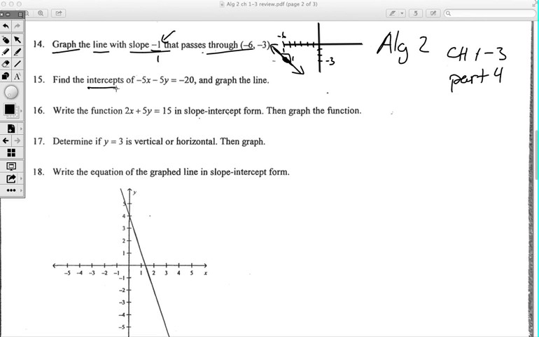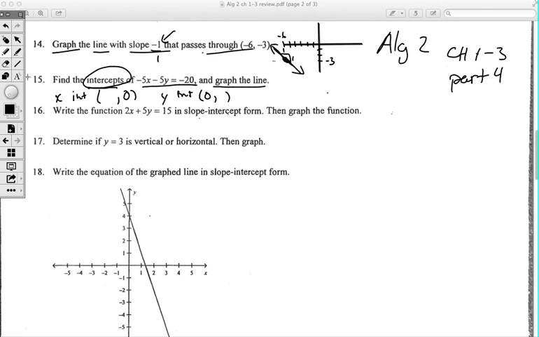Let's try this next one. It says find the intercepts of this and then graph the line. Okay, so intercepts, key thing when you start to see intercepts is you know half the information. When I'm going to find the x-intercept, I know that the y value is already 0. I just don't know what the x value is, so I got to figure that out. And when I'm finding the y-intercept, I know that the x value is 0, and I just got to find whatever the other number is.